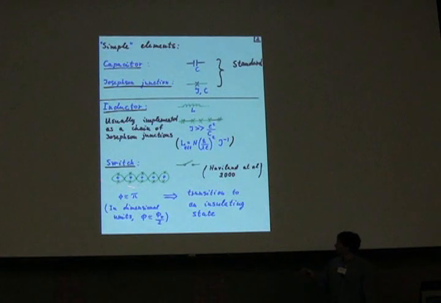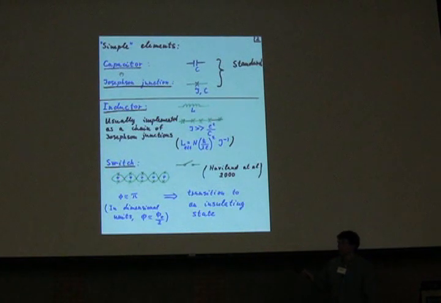And another element that would be very useful is a switch. It sounds simple, but it's not actually trivial. How do we connect or disconnect a superconducting circuit? Here is an implementation that has been demonstrated in an experiment by Haviland 7 years ago. This switch is actually a chain of SQUIDs, superconducting quantum interference devices. Each loop here is a SQUID.